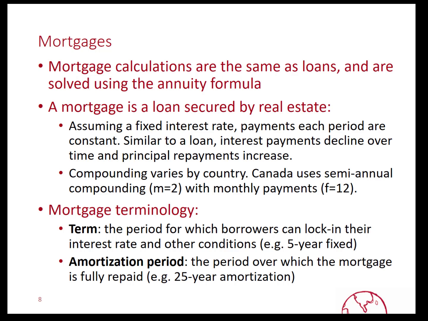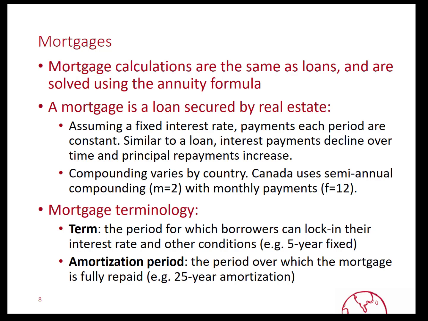This can be confusing because the term is not the full period of the mortgage. It is only the period over which you've locked in your interest rate. So in Canada, you typically get a 5, 7, or maybe a 10-year term on a mortgage. The amortization, however, is the full life of the mortgage, or how long it's going to take you to repay it. So you might have a 25-year amortization or a 30-year amortization. Notice that the term is shorter than the amortization period.